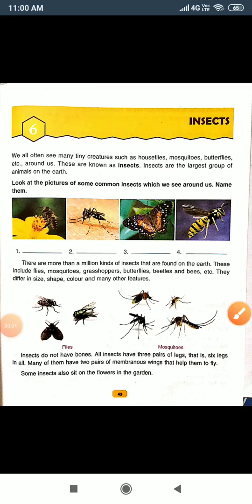Hello everyone. Once again I am here with you with the chapter insects. In the previous class I have explained to you about the useful insects.